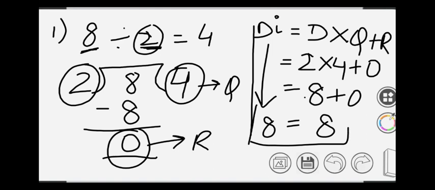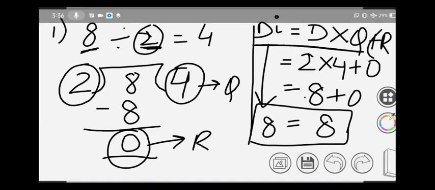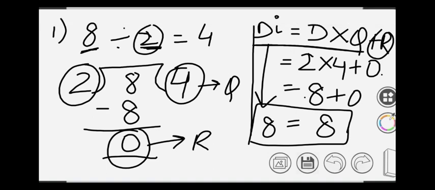In the cases where there is no remainder, we can just use the formula: dividend is equal to divisor multiplied by quotient. Because there is no remainder, we can skip the remainder part. Just by multiplying the divisor with the quotient, if it is coming equal to the dividend, that means our answer is correct.